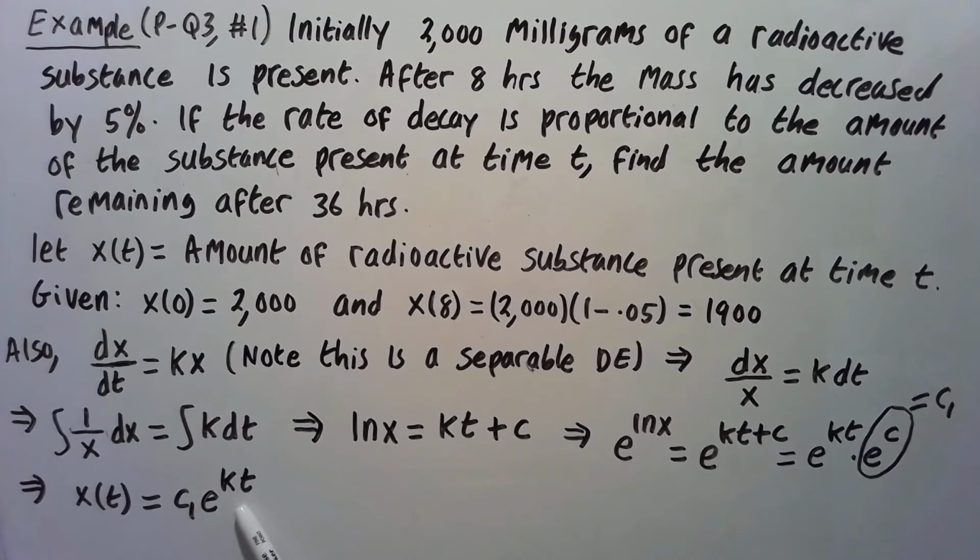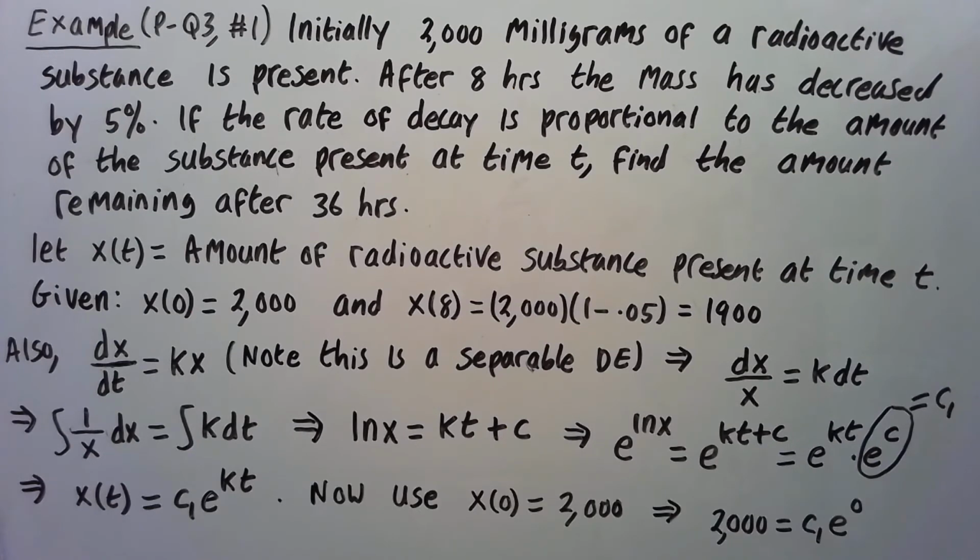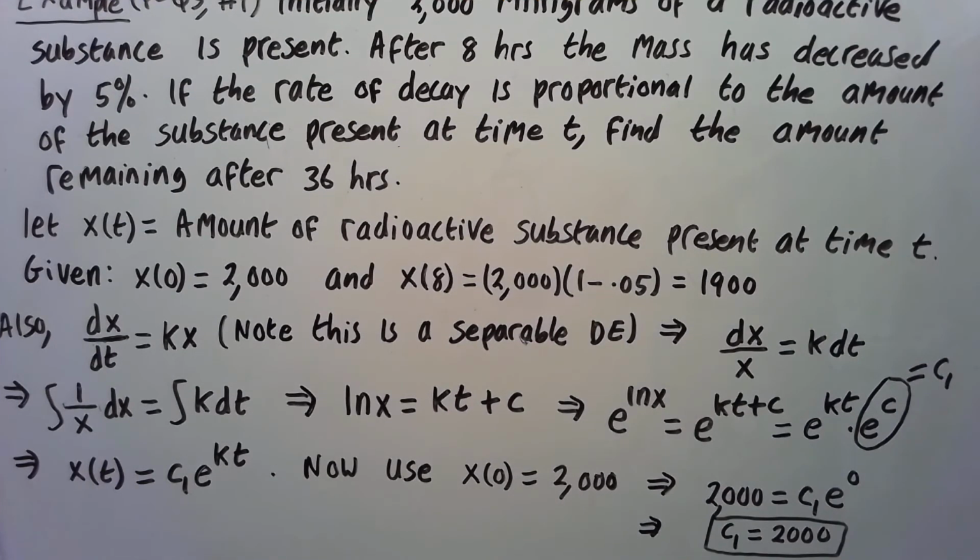Now we're going to use our initial condition that x of 0 equals 2000. Let's use that one first. Putting 2000 in place of x of t and 0 in place of t, you'll have 2000 equals c1 e to the 0 power. E to the 0 is 1, so c1 equals 2000.